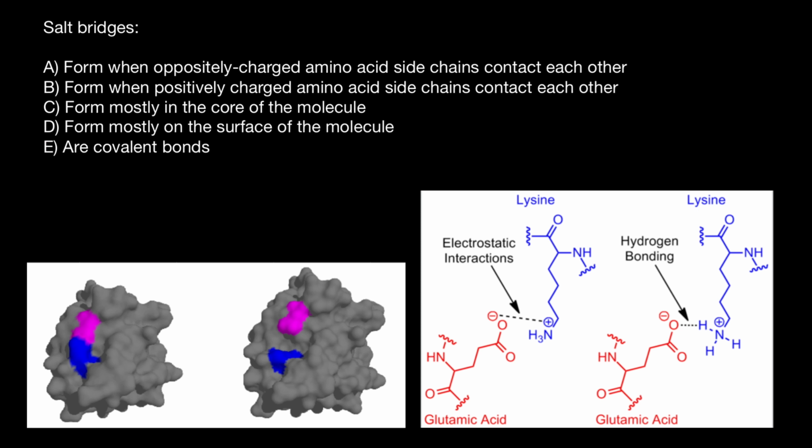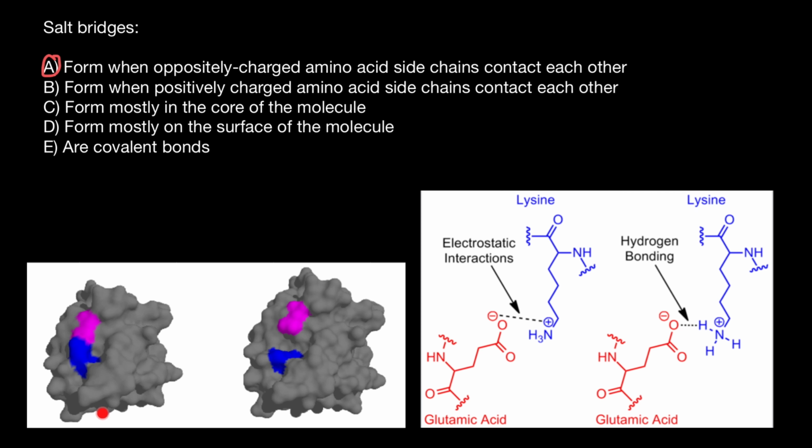Today we have to choose not only one correct statement, but two. So let's check. Variant A: salt bridges form when oppositely charged amino acid side chains contact each other. This is a correct statement, but let's find another one. Variant B: form when positively charged amino acid side chains contact each other. This is a wrong statement. They have to be oppositely charged. Variant C: form mostly in the core of the molecule, and right away the next statement: form mostly on the surface of the molecule. So which one is correct?